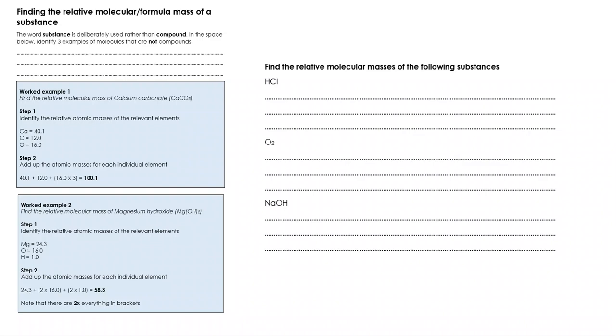So for HCl, we know that hydrogen is 1, chlorine is 35.5, so that comes to 36.5. You can see it's to one decimal place. Oxygen: each oxygen has a mass number of 16, so we have 2 of those. Remember, we need that decimal place, 32.0.